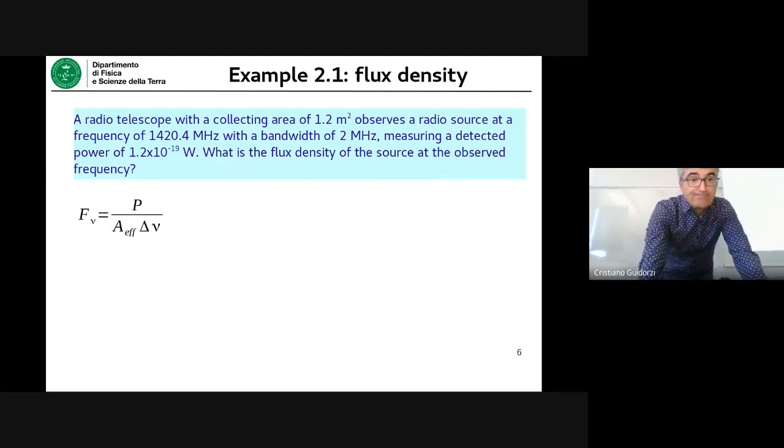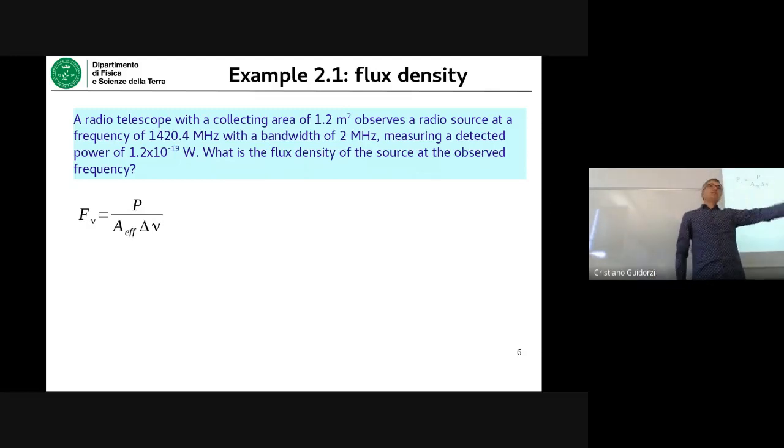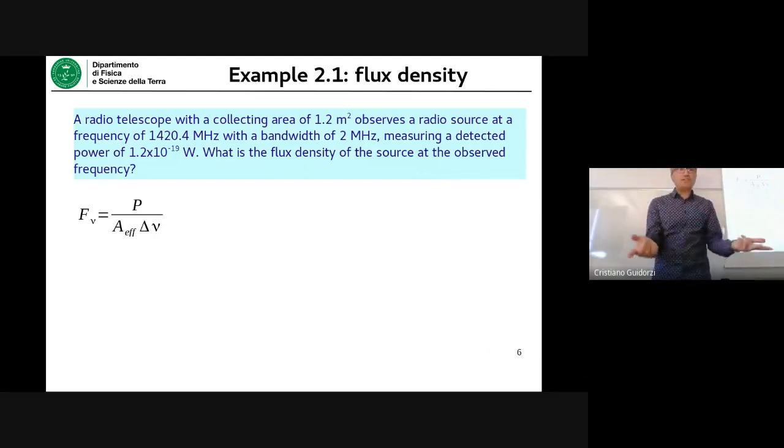Well, easy. You've got the power, and you've got the area. Just think of the units of measure. In this case, you want to know the flux density. Remember, the flux density is power, energy over time, over surface, over frequency, and that's it. So you've got power, energy over time, you've got the surface of the radio telescope, you've got the bandwidth.